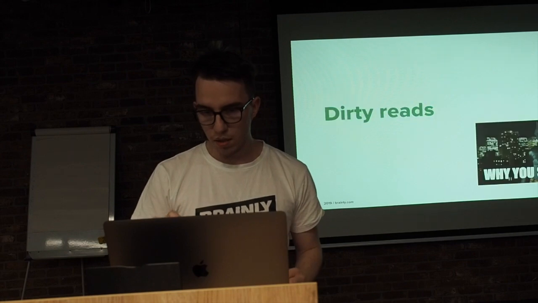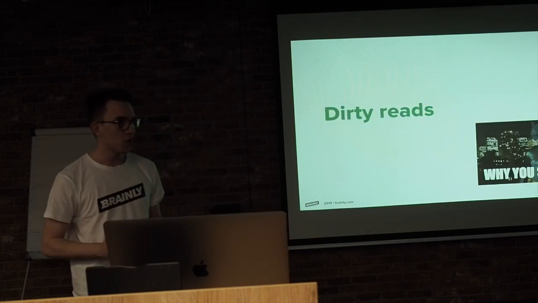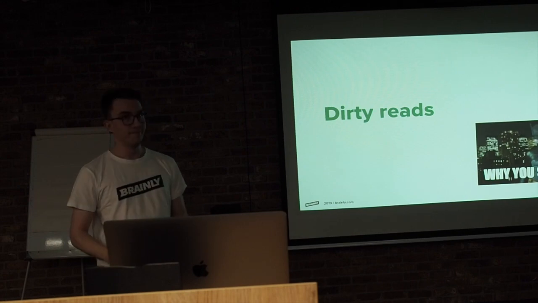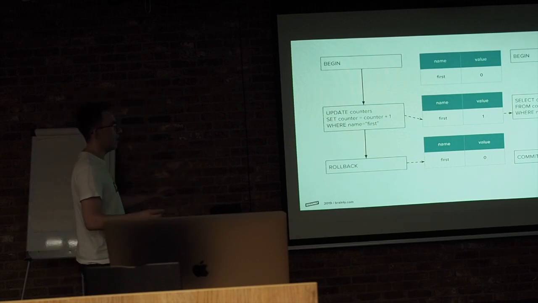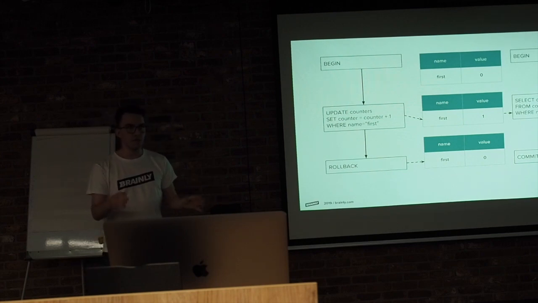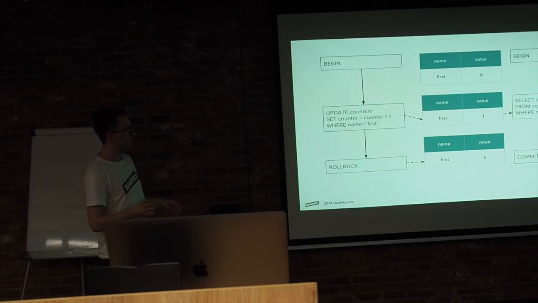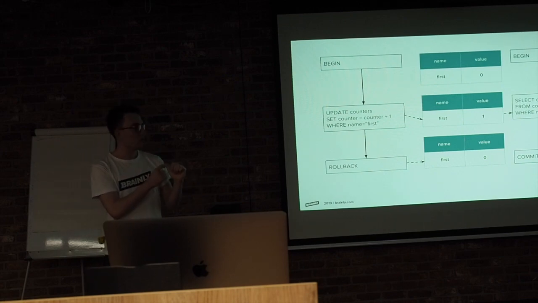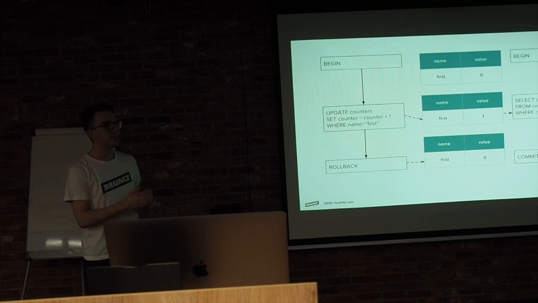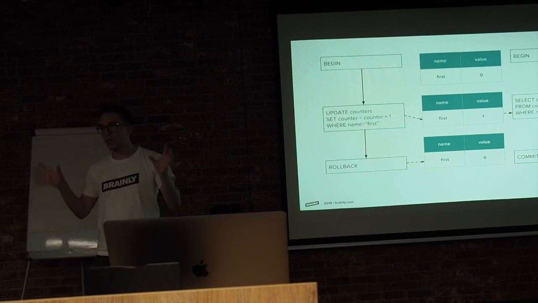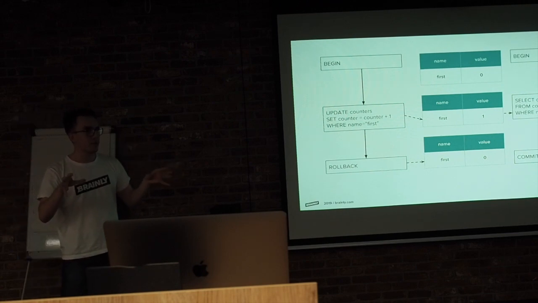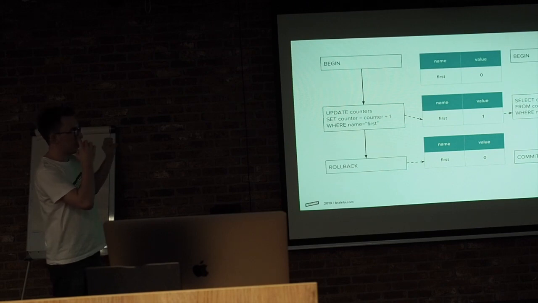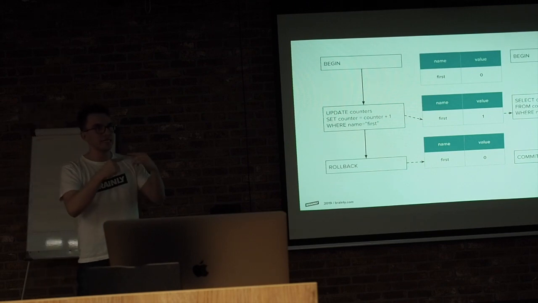So, let's go to the first anomaly called dirty reads. First, a theoretical example. Let's say that we have a database like a key-value store, and we have counters. We have one counter only called first, and its value is set to 0. And we are running two concurrent transactions in parallel, which do the same thing, which is incrementing the counter.